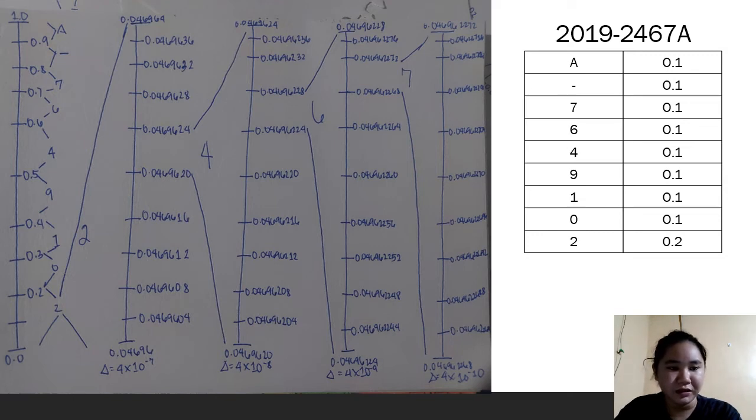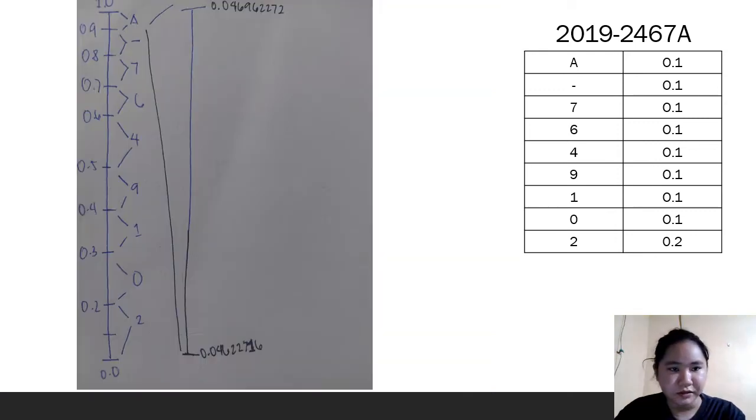And then 4 will be also expanded from its position here. And as is, interval again until you finish. And so we have our last character, which is letter A. So based on the expansion before it, its lower boundary is 0.046222716 and the upper boundary is 0.046962272. So this is what we will use to get our binary code.